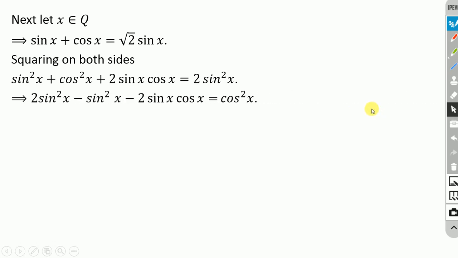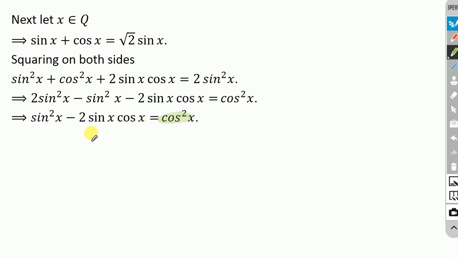Next, 2 sin square x is here. Let us take this sin square x to the right hand side, so we get minus sin square x, and 2 sin x cos x to the right hand side, so we get minus 2 sin x cos x, and cos square x as it is, which is equal to cos square x. So 2 sin square x minus sin square x is sin square x, minus 2 sin x cos x is equal to cos square x.